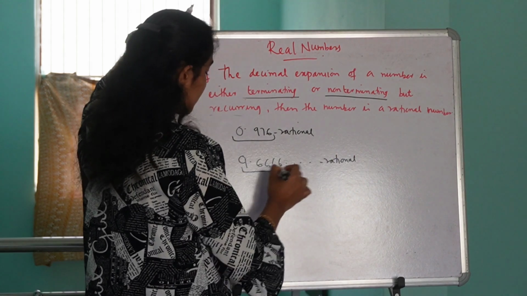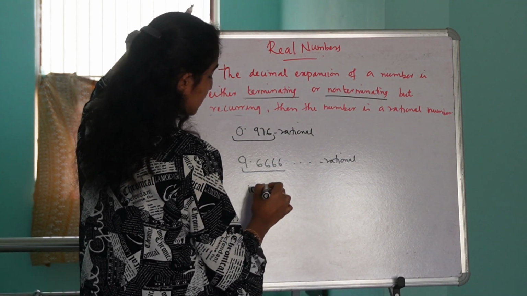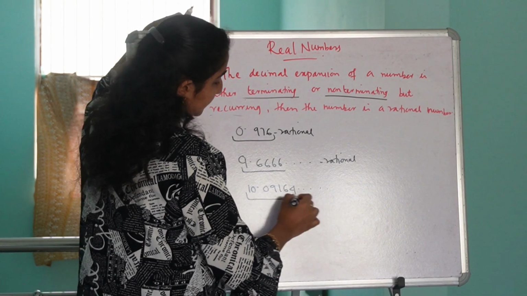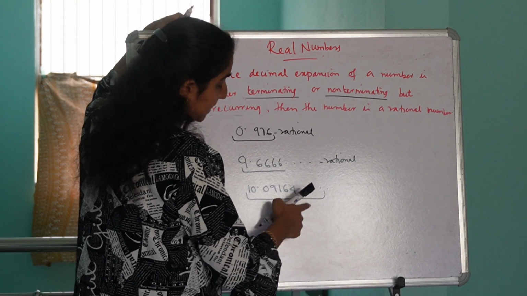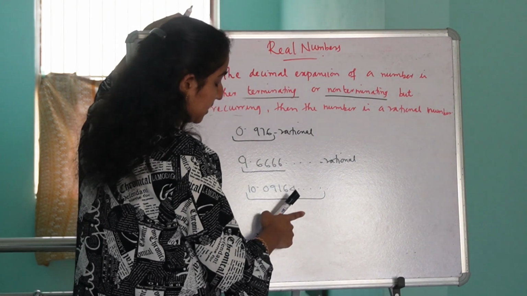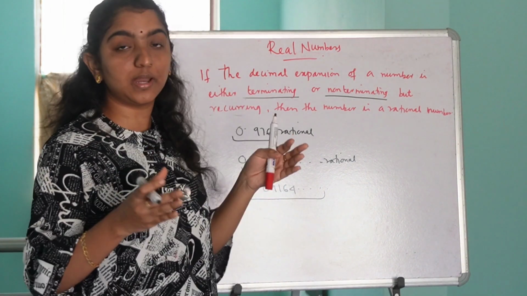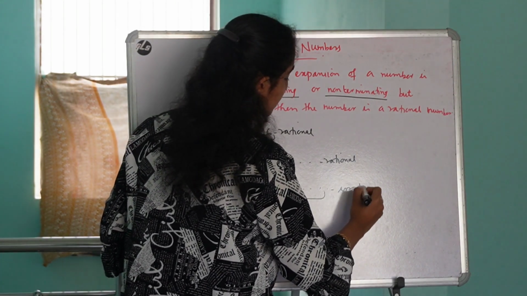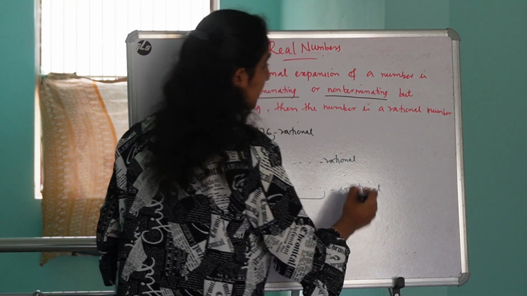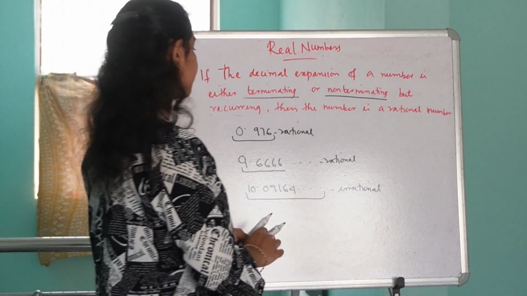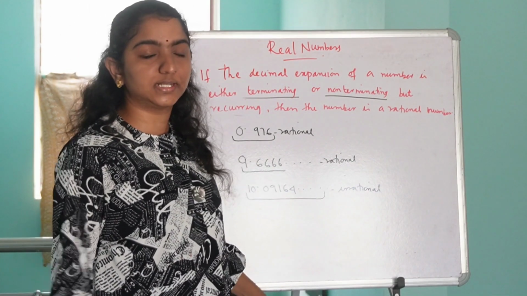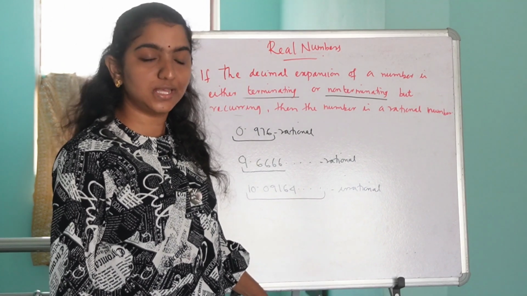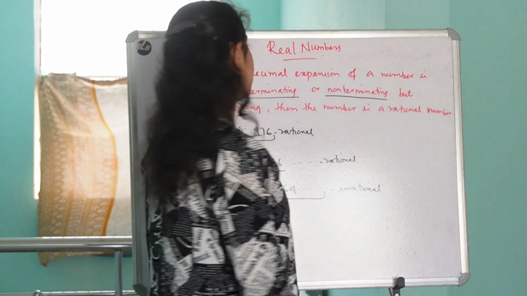Again another example, 10.09164, it goes on forever. Here the given decimal number is non-terminating and also non-recurring. So we can say the given decimal number is an irrational number. Is it clear, guys? Yes. So is it clear how to find whether the given decimal number is a rational or irrational number? Yes, fine.